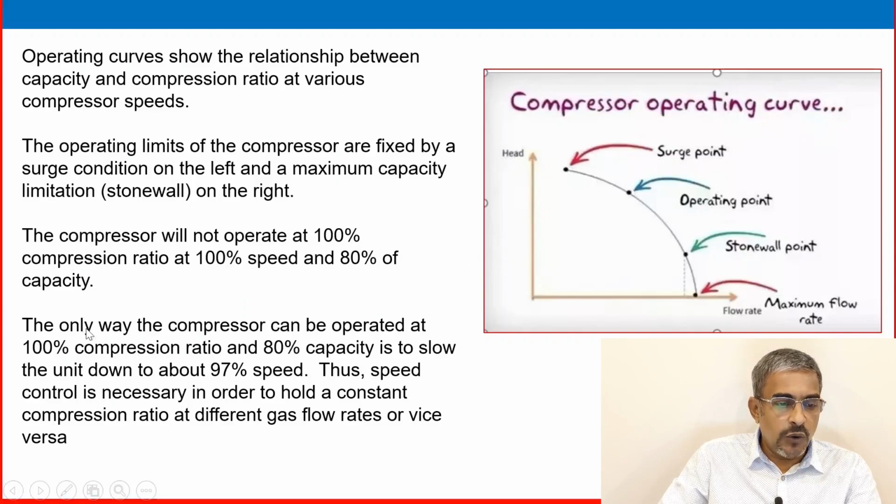The compressor will not operate at a 100% compression ratio, at 100% speed and 80% of the capacity. The only way the compressor can be operated at 100% compression ratio and 80% capacity is to slow the unit down below 100% speed, around 95 to 97% speed. Thus, speed control is necessary to hold a constant compression ratio at a different gas flow rate, or vice versa.